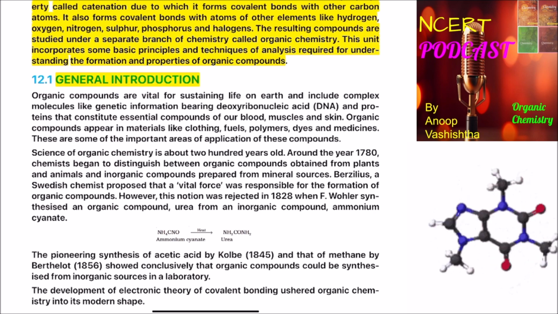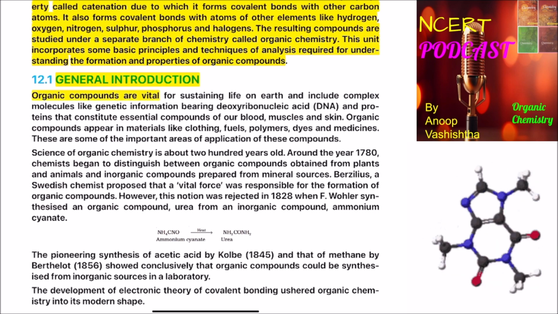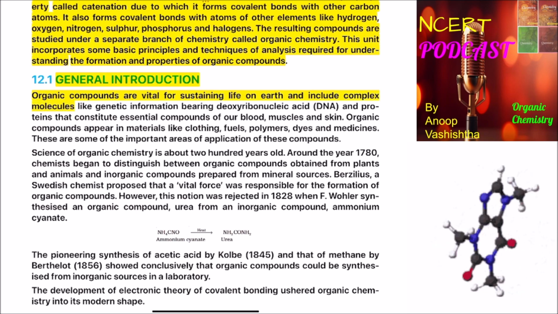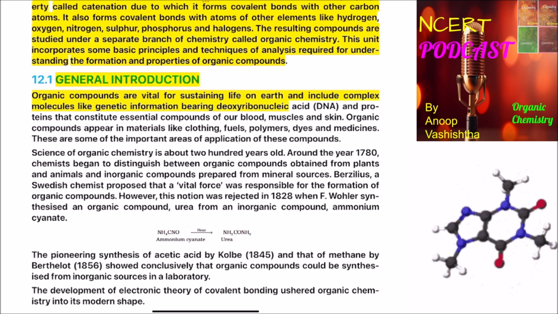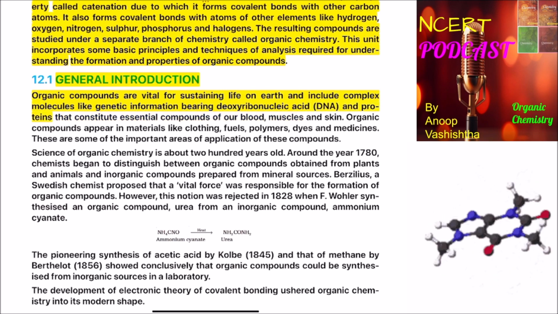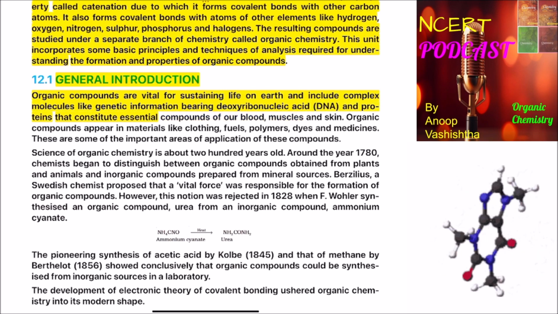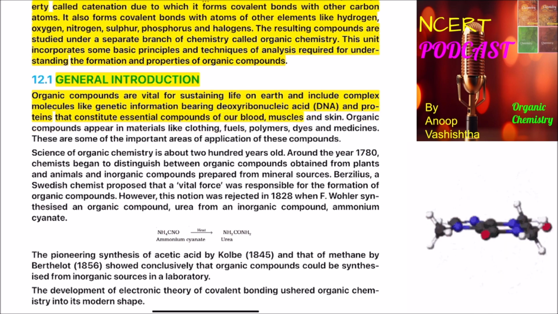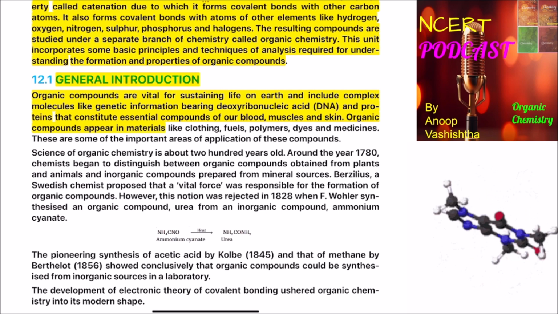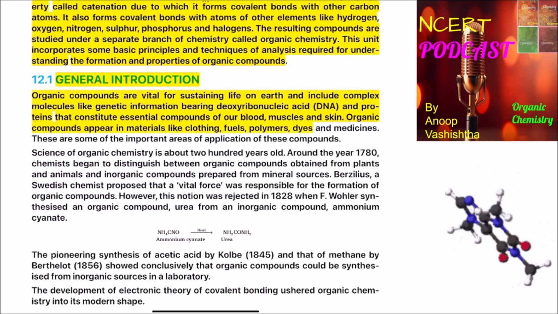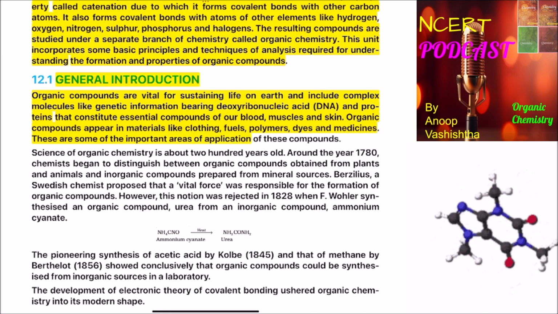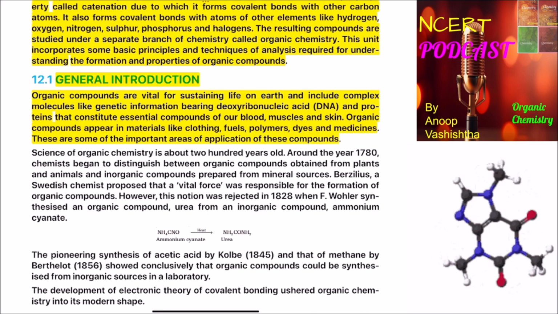General Introduction. Organic compounds are vital for sustaining life on Earth and include complex molecules like genetic information bearing deoxyribonucleic acid, DNA, and proteins that constitute essential compounds of our blood, muscles, and skin. Organic compounds appear in materials like clothing, fuels, polymers, dyes, and medicines. These are some of the important areas of application of these compounds.